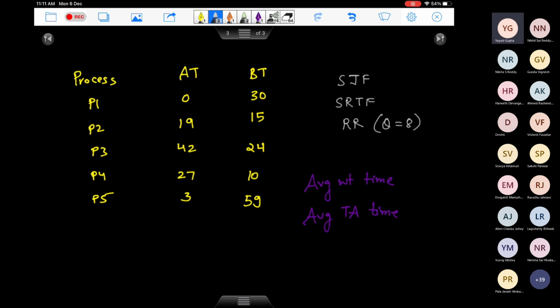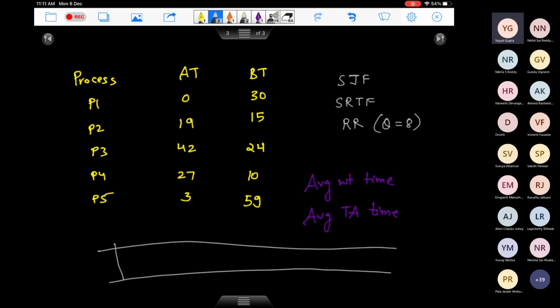So what will happen here? Let's see. Which process executes first? P1, because at time 0 we have P1 only. We are doing it for shortest remaining time first. Till when will it execute? Till 3. So let's say P1 executed till 3. At 3 we have P5, but at this time 3, P1 has 27 units left and P5 has 59 left.